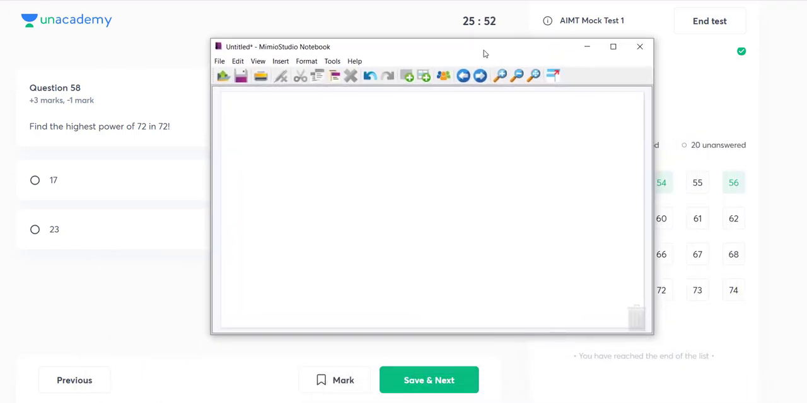After this, the next question is we want to find the highest power of 72 in 72 factorial. Now 72 is equal to what? 2 to the power 3 into 3 to the power 2. So basically in 72 factorial we need to find IGP of 2. IGP of 2 is going to be 36 plus 18 plus 9 plus 4 plus 2 plus 1.